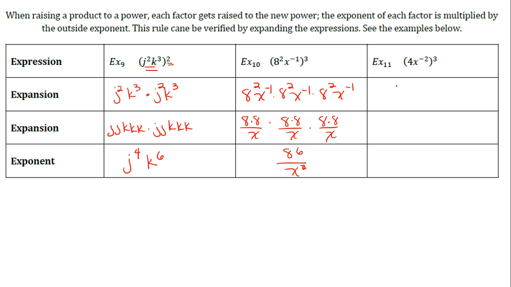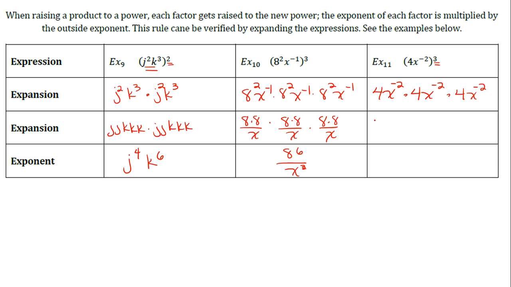And our last example for here, we have 3 factors of 4x to the negative 2. And the reason we're learning how to expand this is if you ever forget any of these power rules, you can always expand and show what's going on and then simplify it back together.